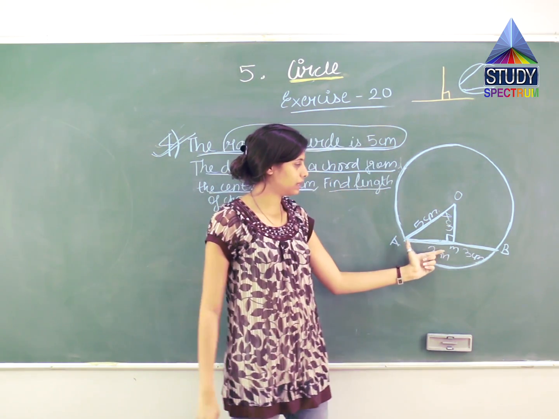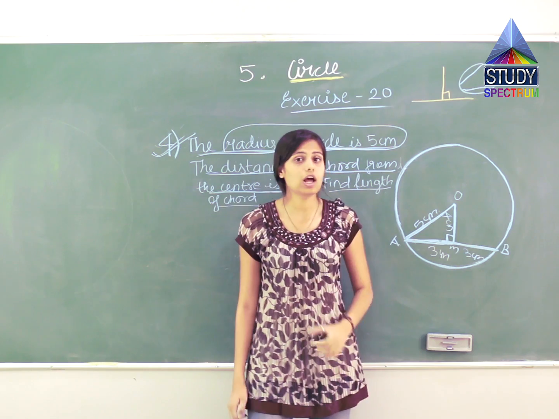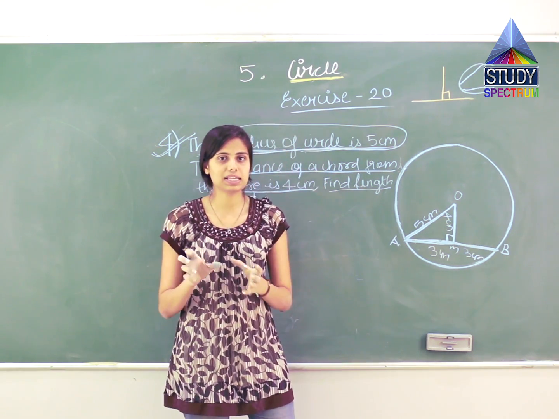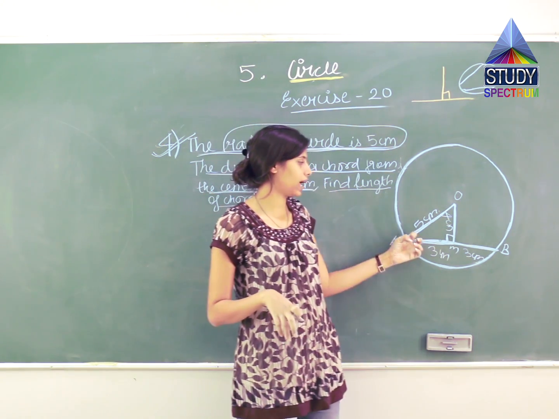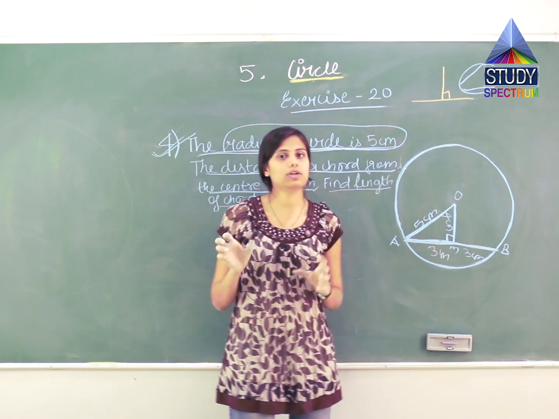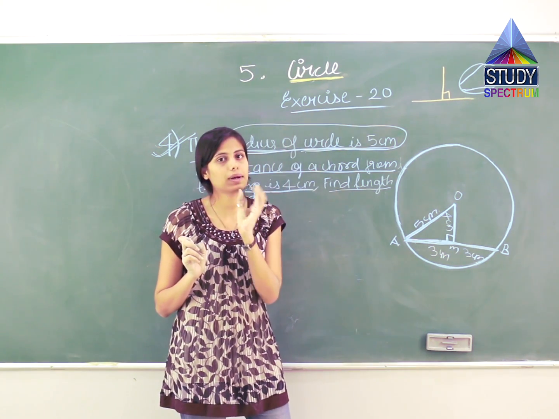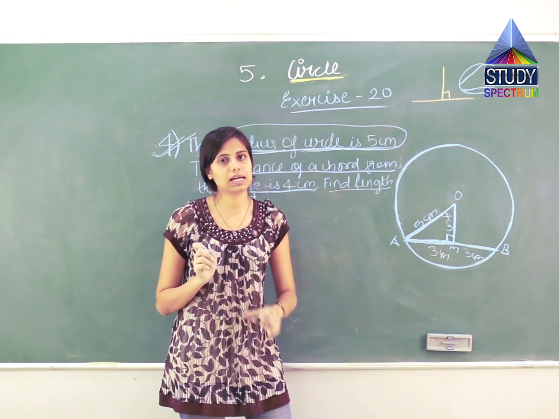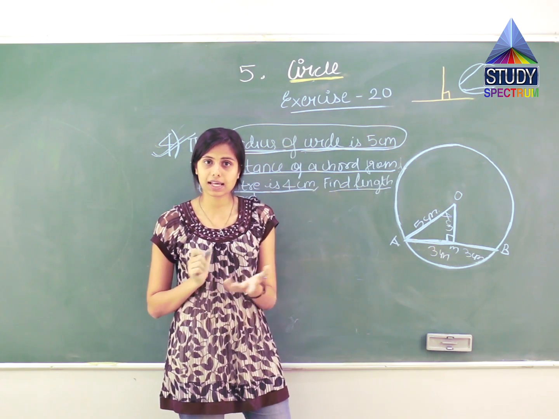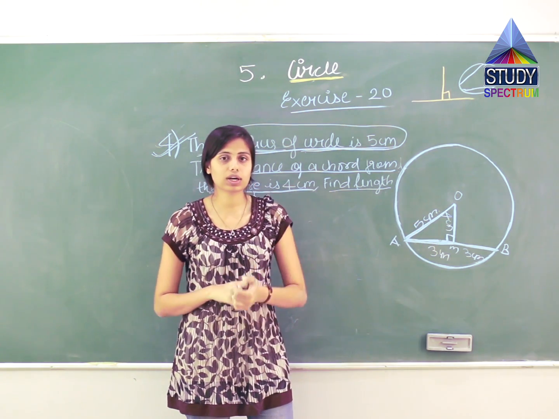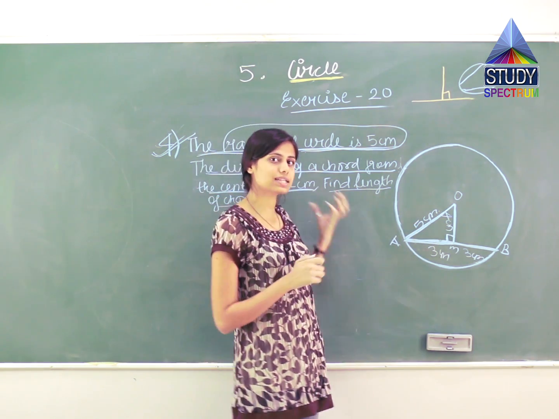If AM 3 सेंटीमीटर है, MB 3 सेंटीमीटर है, तो AB कितना होगा? AB is equal to what? AB is equal to AM plus MB. तो AB जो होगा वो AM plus MB होगा, मतलब 3 सेंटीमीटर प्लस 3 सेंटीमीटर, 3 plus 3 6 सेंटीमीटर. तो जो AB होगा वो कितना होगा? 6 सेंटीमीटर. So let us write this.